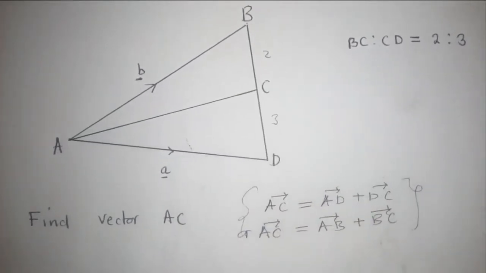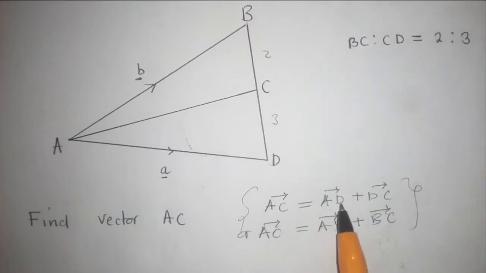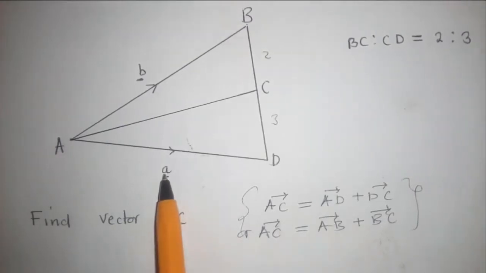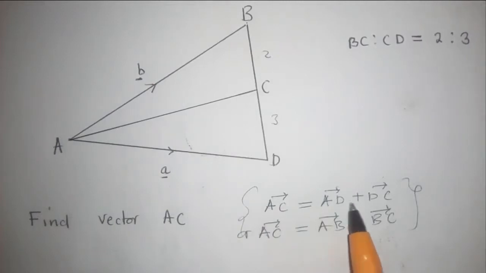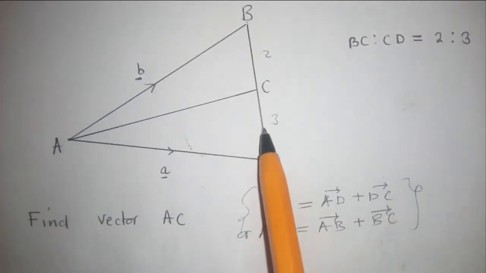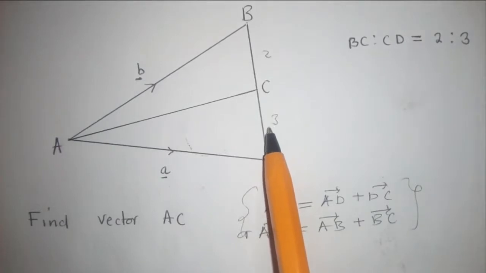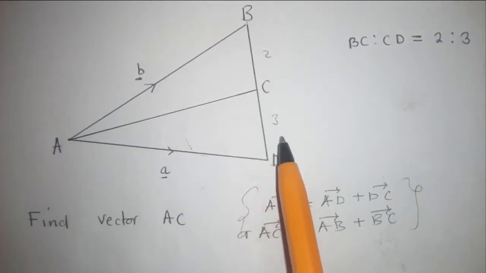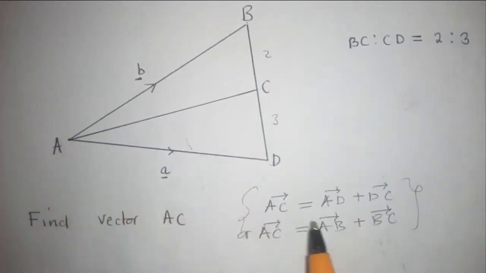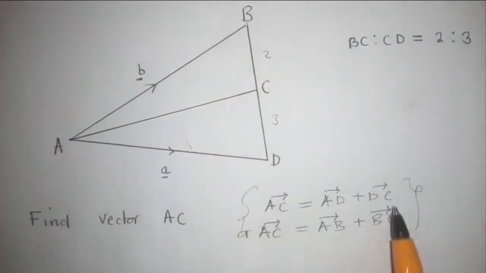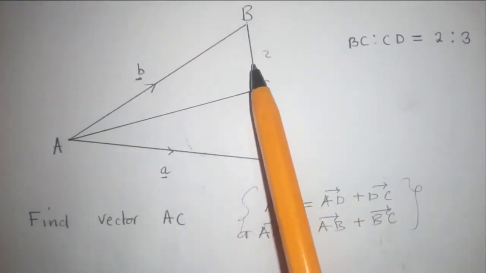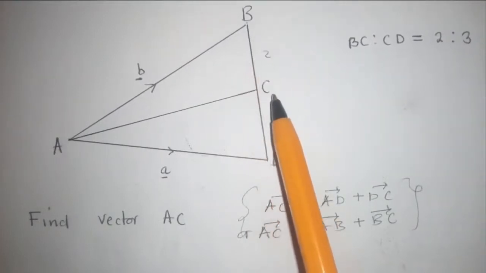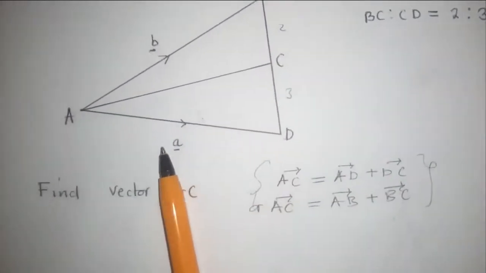Now, if we look around, AD, do you have AD? It's here. We have the vector over here. DC, we don't have a vector, we only have a number, only a scalar. What about AB? We have a vector. This one, BC, we don't have a vector, we only have a scalar. So we need to find these vectors, either BC or CD. So how can we find them?